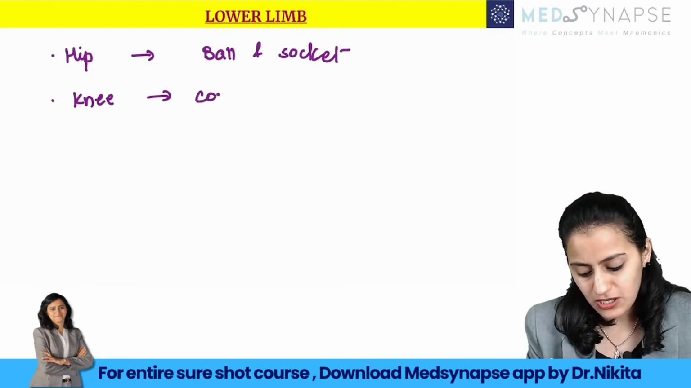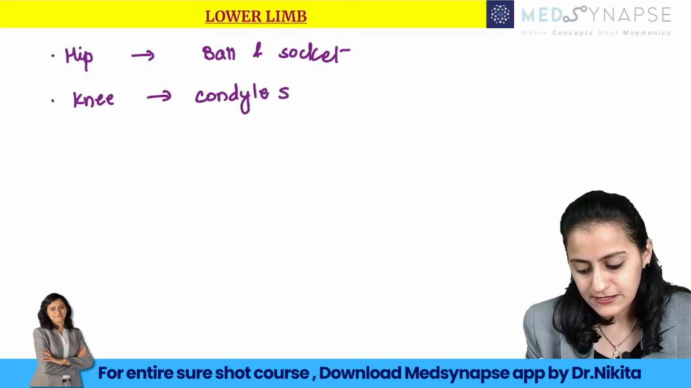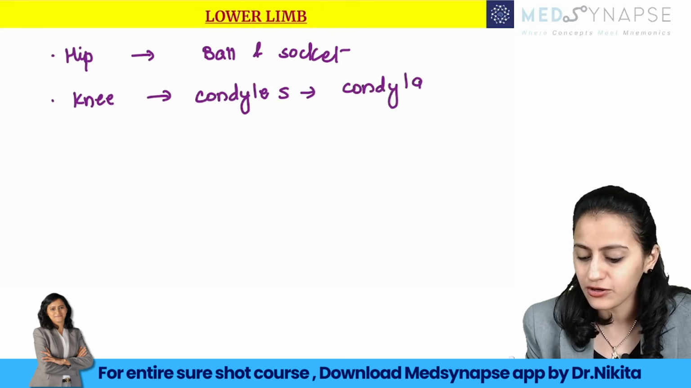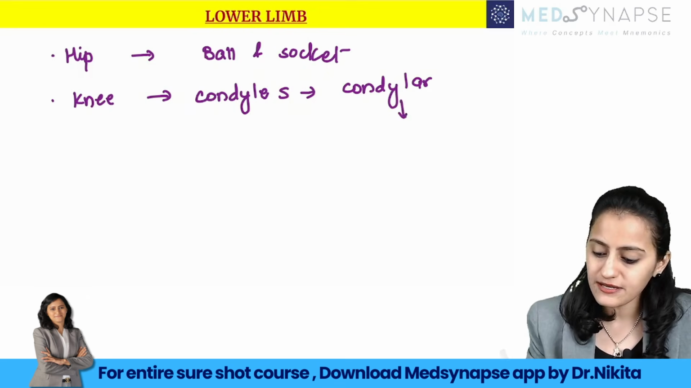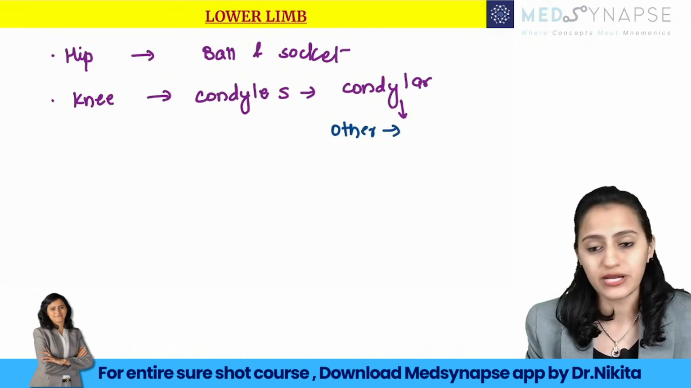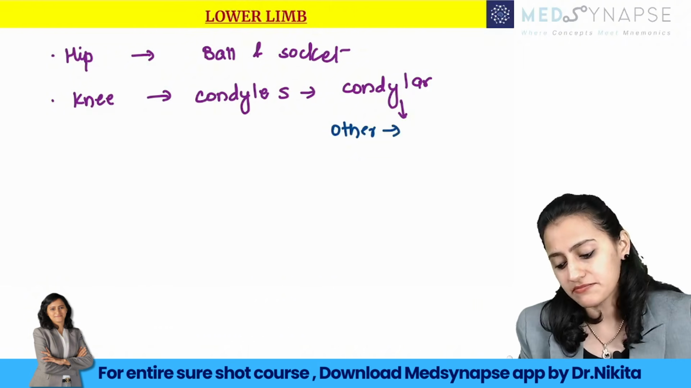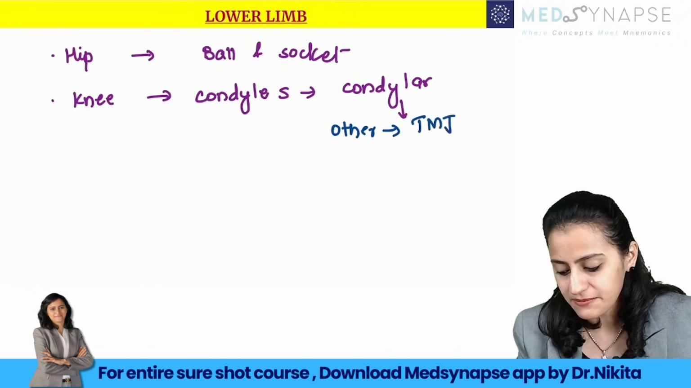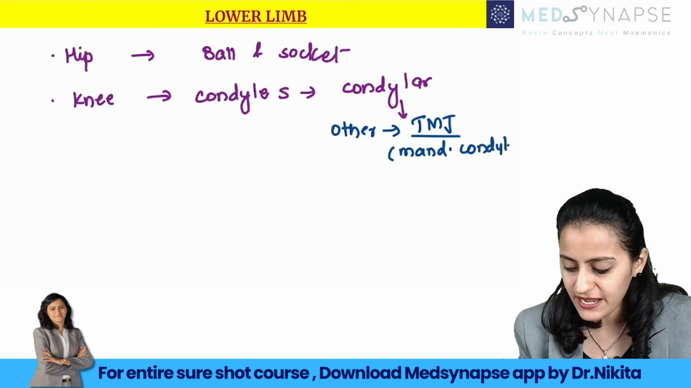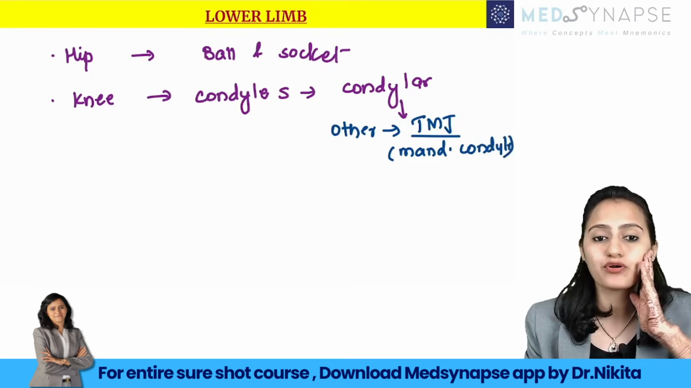In the knee we talk about the condyles. So, remember that this is a condylar or condyloid joint. And what is the other example of the condyloid joint? Where else do you have the condyle? The mandible condyle. So, remember the temporomandibular joint. We talk about the mandible's condyles. So, that is the temporomandibular joint.